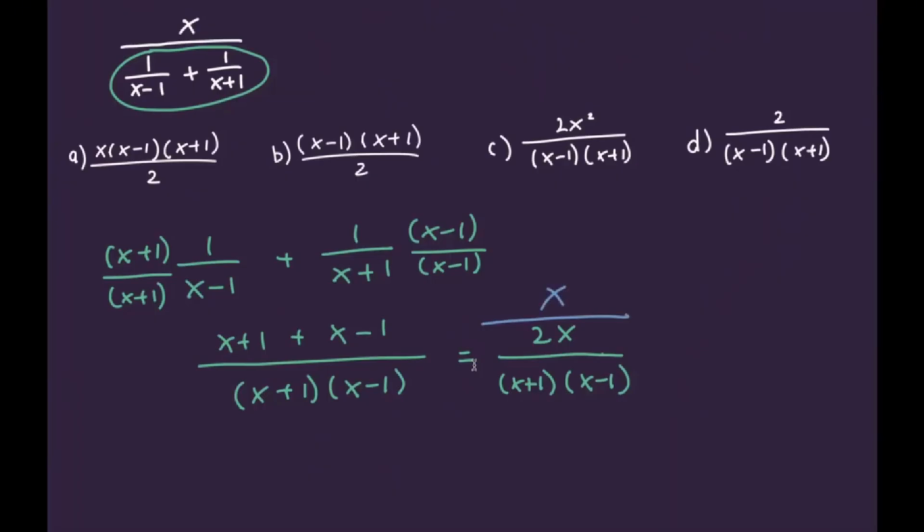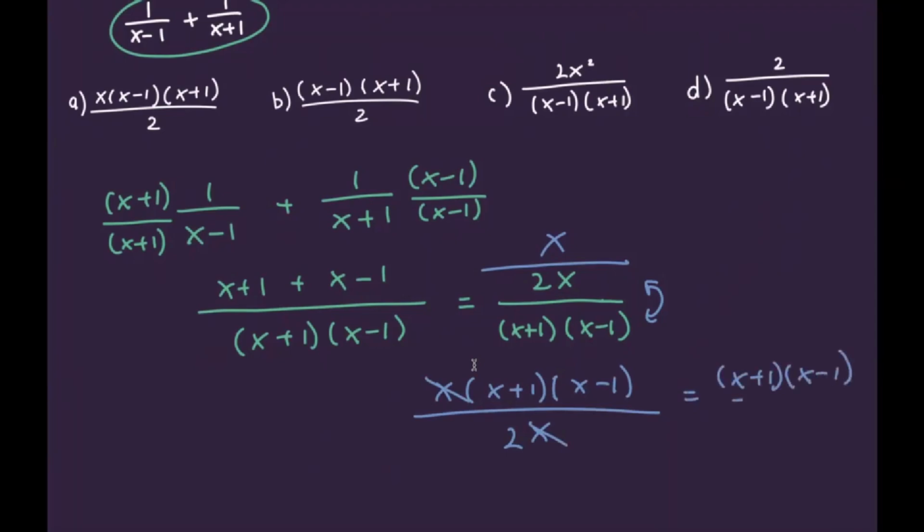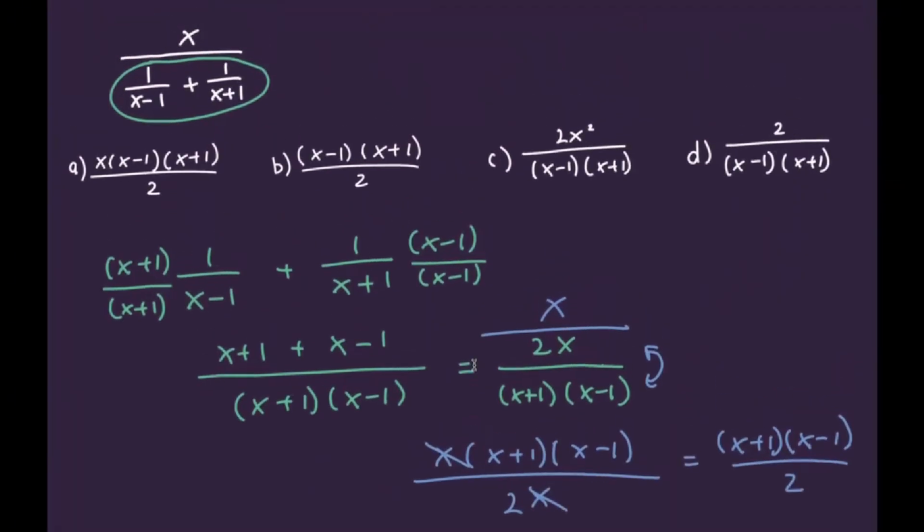Now, remember that if the fraction is in the denominator, we can just flip it. So we would get x times x plus 1, x minus 1 over 2x. And we can cancel out the x here. And we would get x plus 1 times x minus 1 over 2. And that is our b.